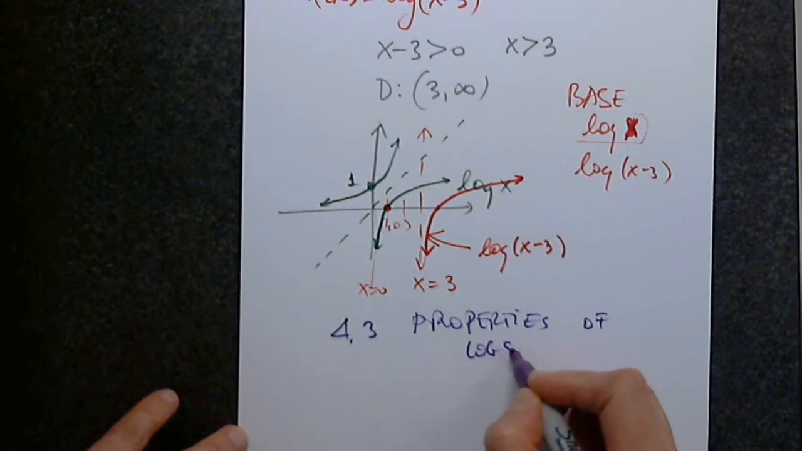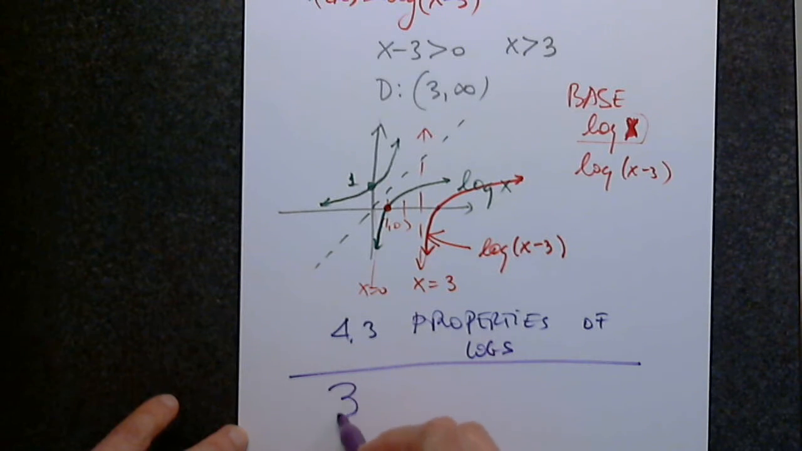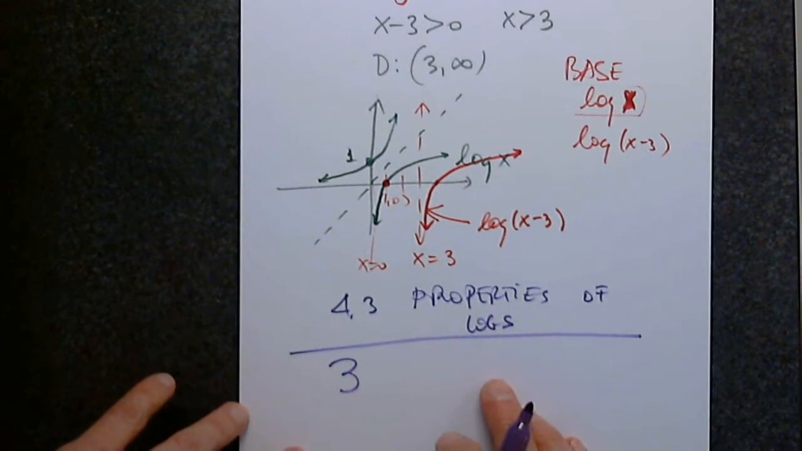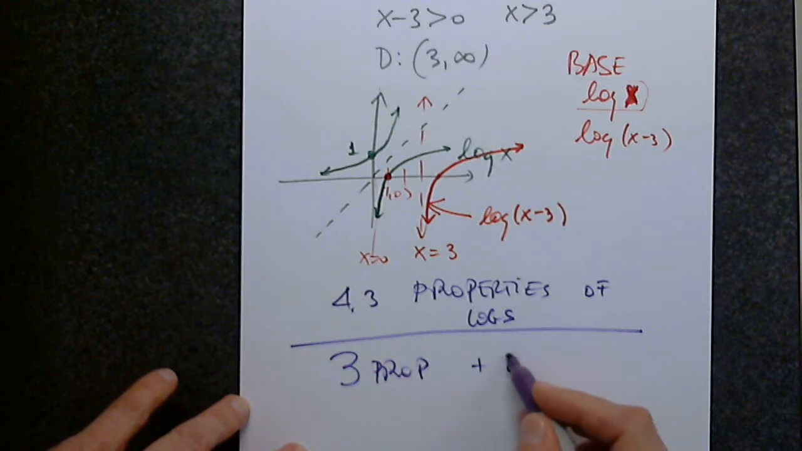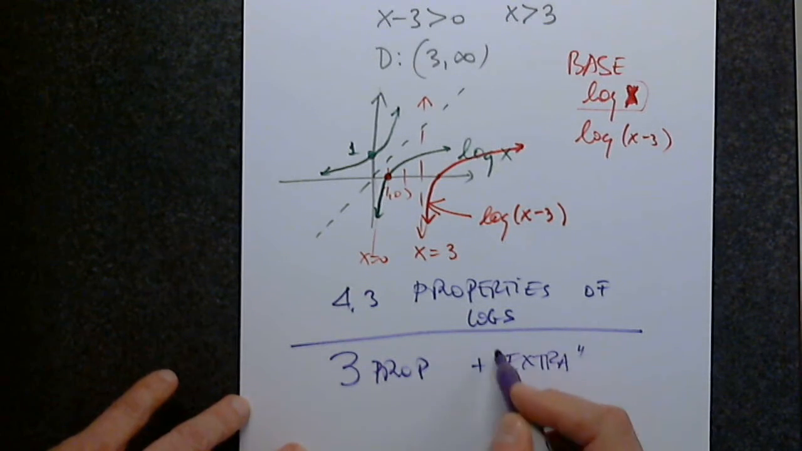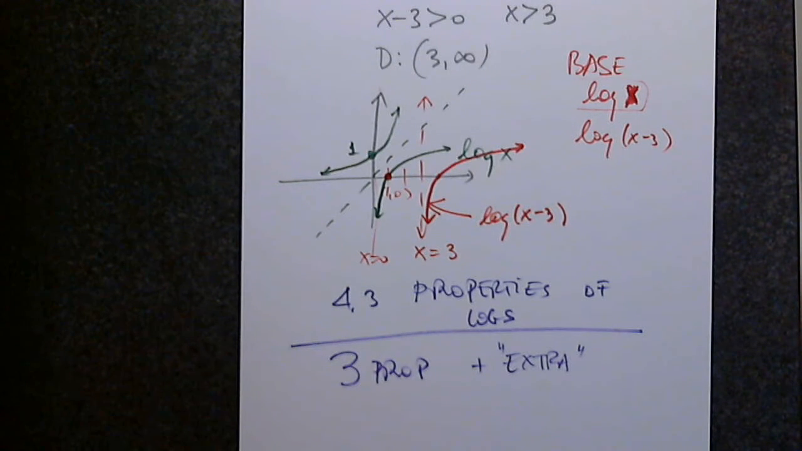Properties of logs. There are 3 properties that no other function has. And I'm going to say plus an extra. I'll explain what the extra means in a minute. So this is unique to this particular function, to the log function.